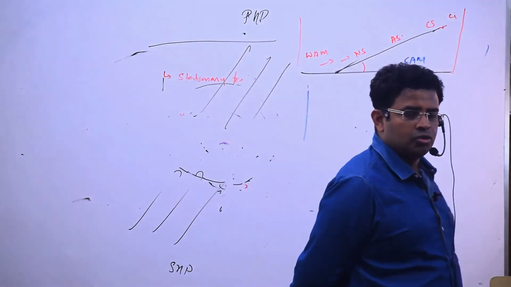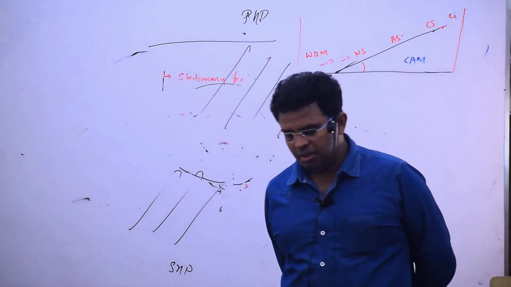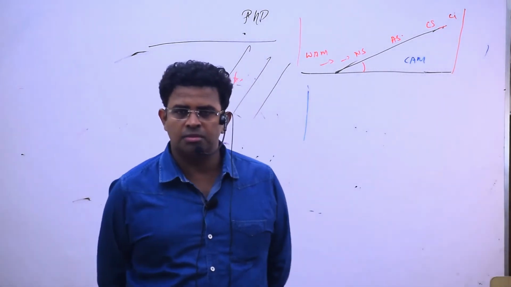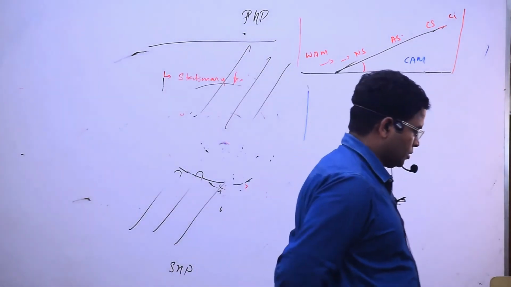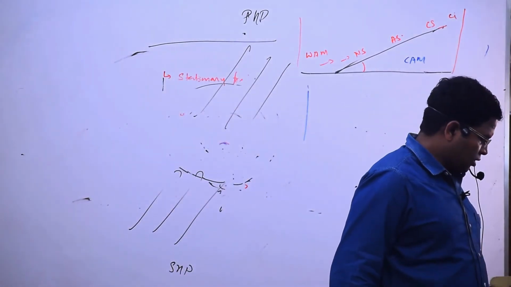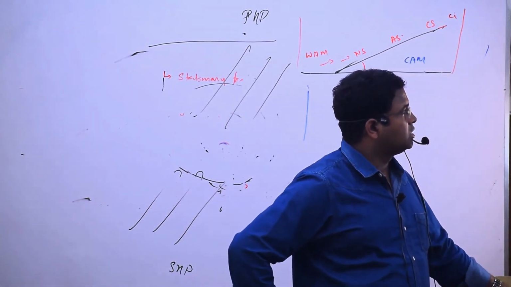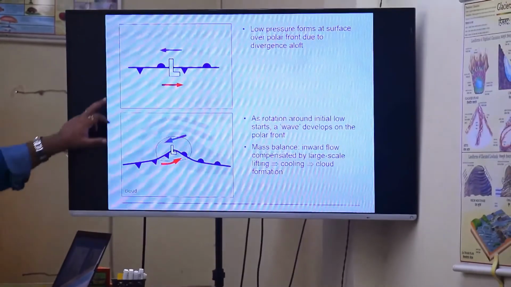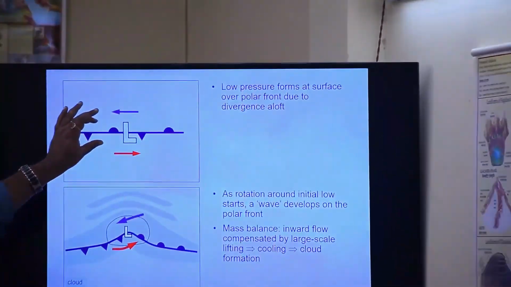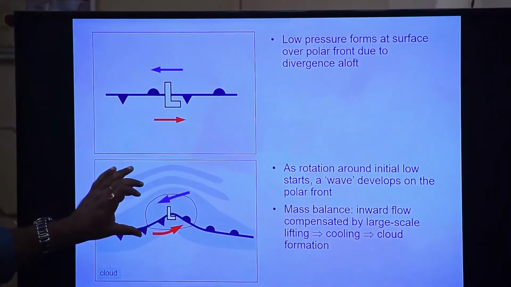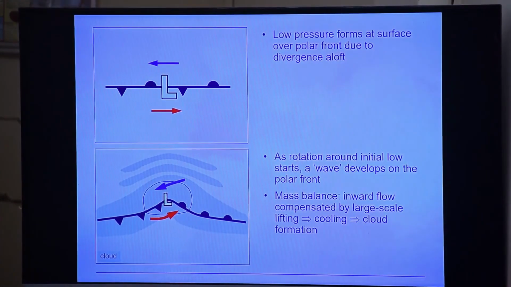ठीक है? या तो फ्रंट खत्म हो गया यहाँ पर, साथ साथ में क्या हो गया? The temperate cyclone formation has been also finished. Clear? So you can see, like I said, that this is the way it has been continued. और ये पहला स्टेज क्या है इस डेयर में? Stationary front stage. And the second stage is frontal wave stage.